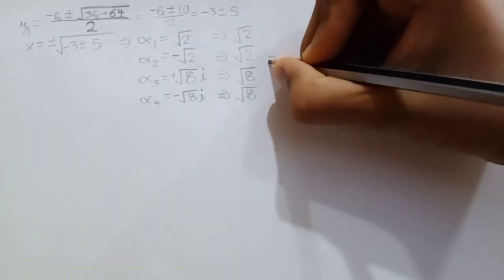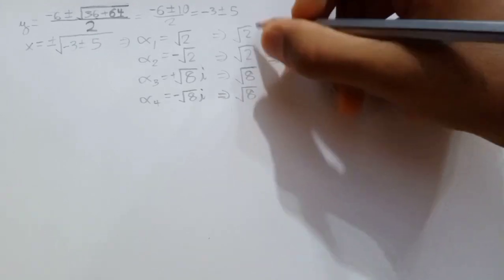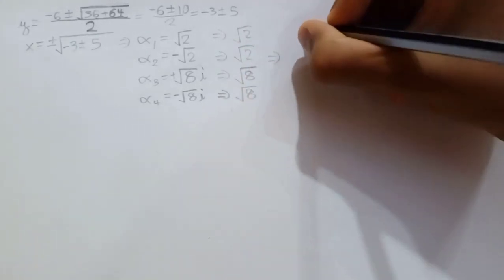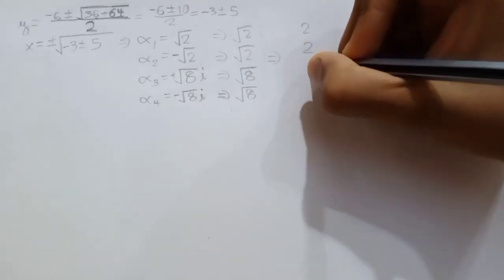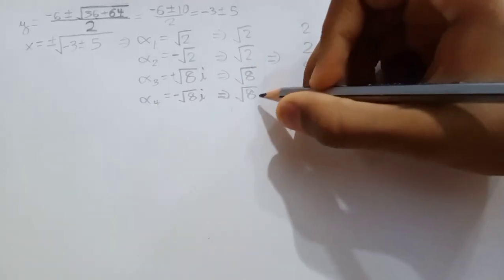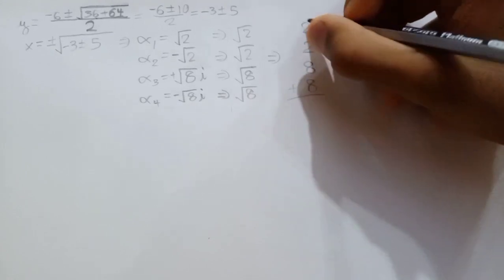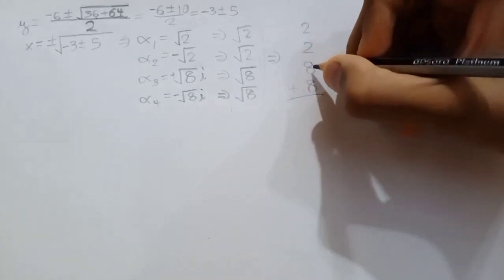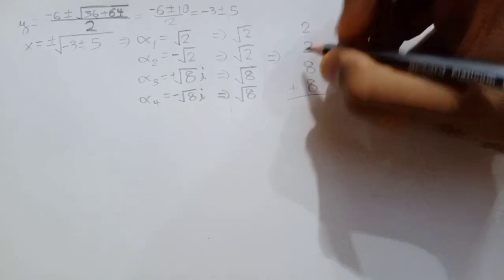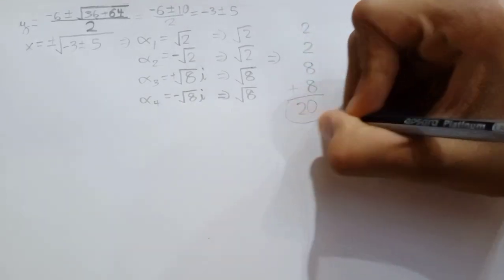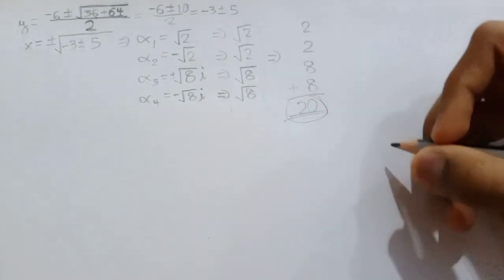But now we actually want the sum of their squares. So square this, you have 2. Square this, you have 2 again. Square this, you have 8. And finally here we have 8 as well. If you add them up, you'll have 4 plus 16. This is 16, this is 4, and then you'll have 20 totaled up. So that'll be your answer for the question for today.